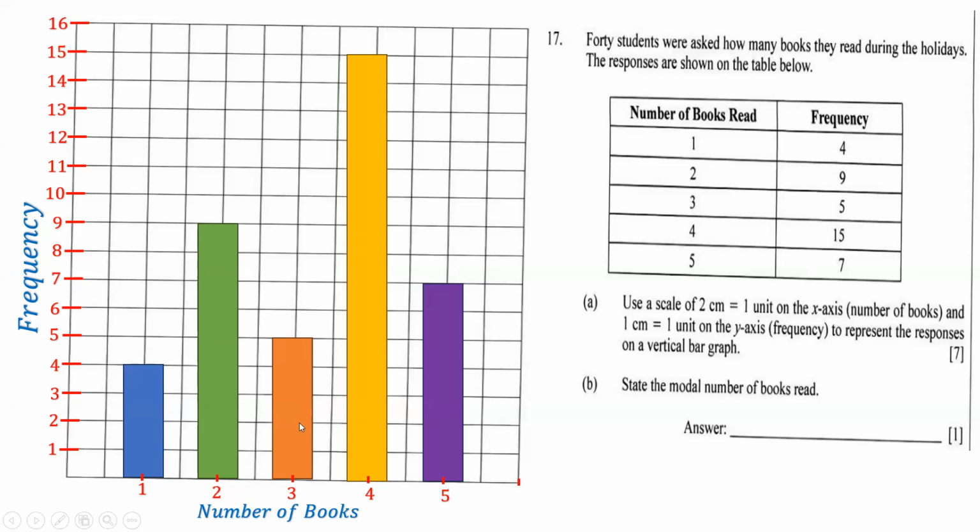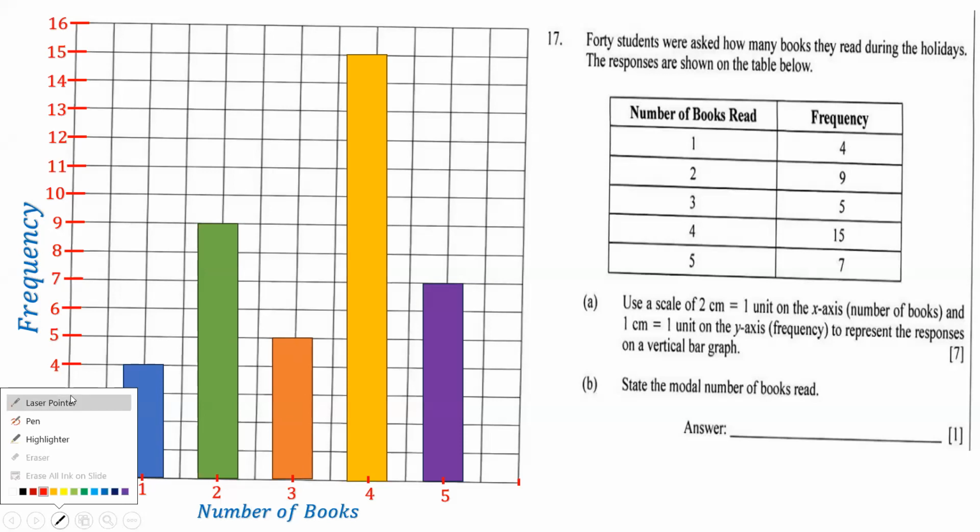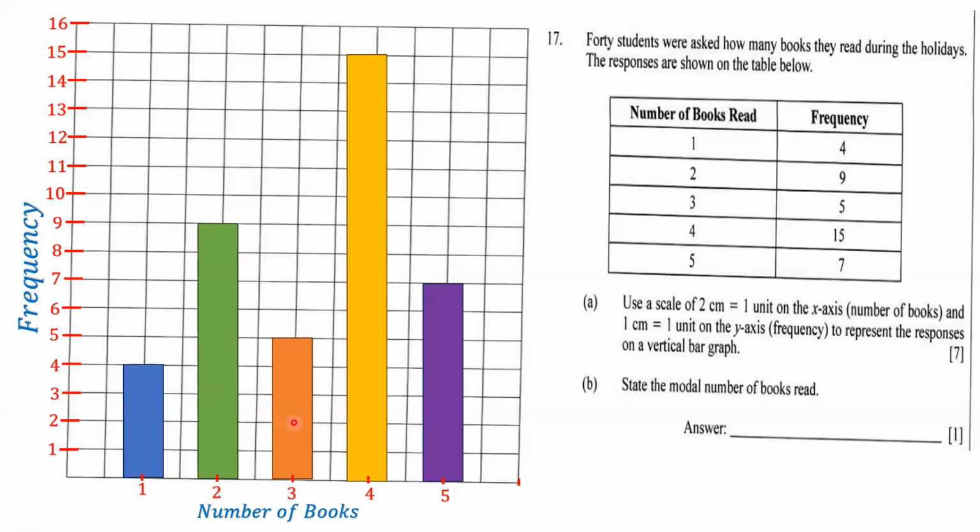All right, so we have to draw that bar there as well. For 3 books, we have 5 students. How many students read 4 books? 15, very good. So that means that we have to go from 4 all the way up to 15.